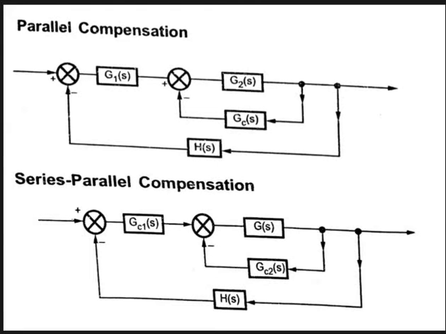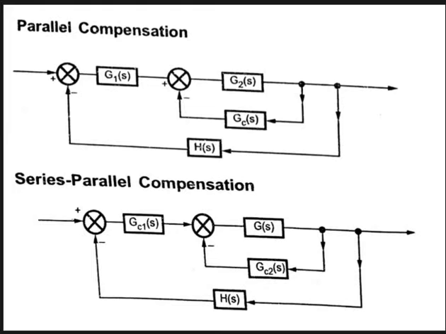Next one, parallel compensator. Here Gc(s) is connected as feedback with the forward path, so this type of connection is called a parallel compensator. So this is Gc(s) here, and Gc(s) means compensator. So the compensators are connected like this. These connections are called parallel compensators.